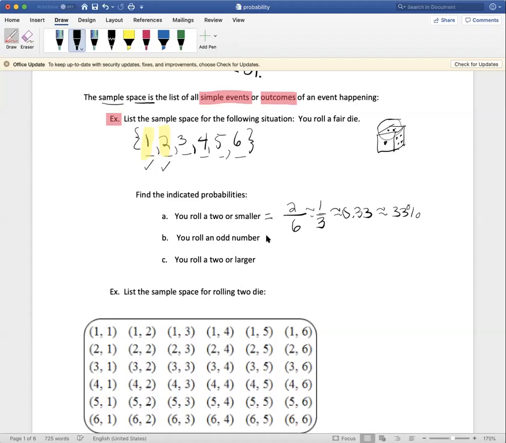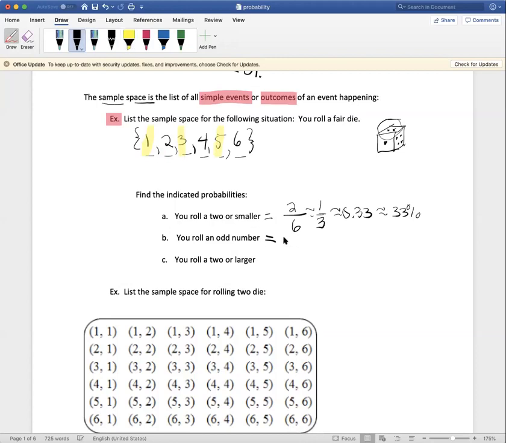Okay, so let's take a look at part B. What's the probability that you roll an odd number? Let's go back up here to the sample space that we had. And let's talk about the probability that we roll an odd number. Well, taking a look at this sample space over here, that means we could roll a 1, a 3, or a 5, or the faces that could show up here would be a 1, a 3, or a 5.